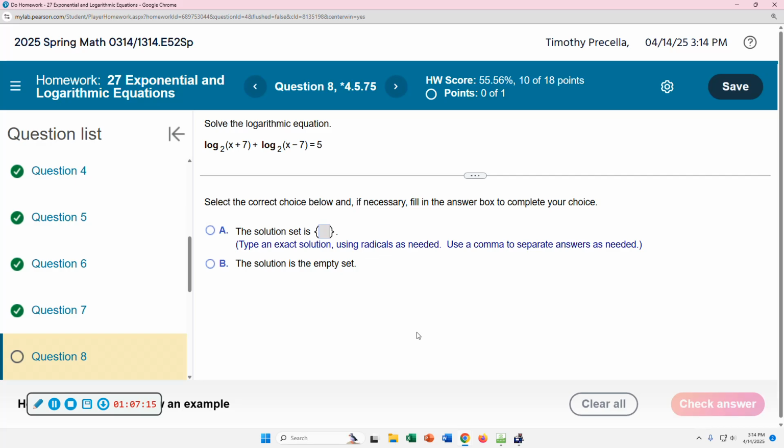Number 8. Okay. Log base 2 of x plus 7, plus log base 2 of x minus 7, is equal to 5.